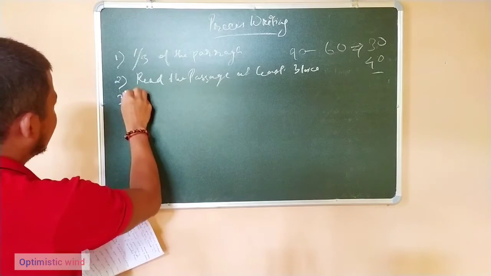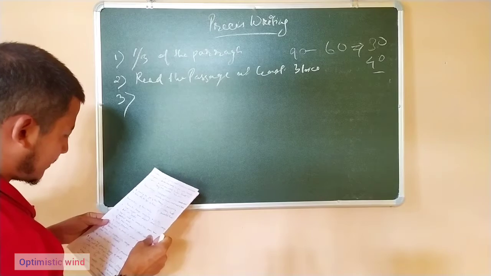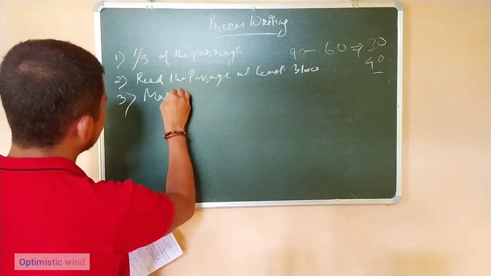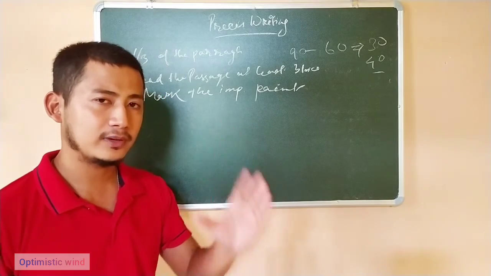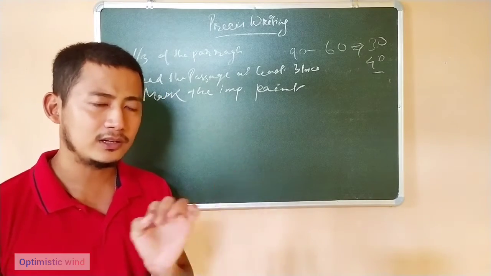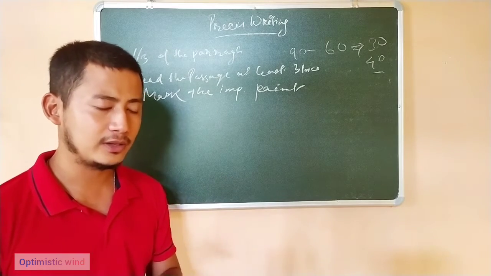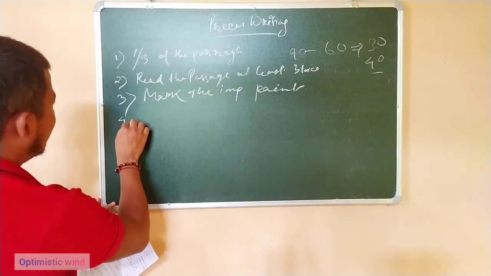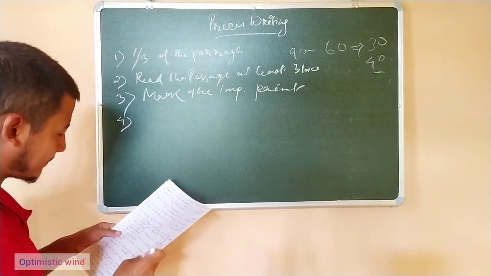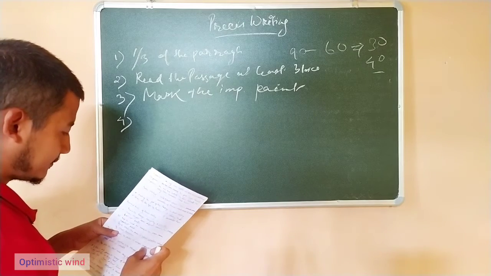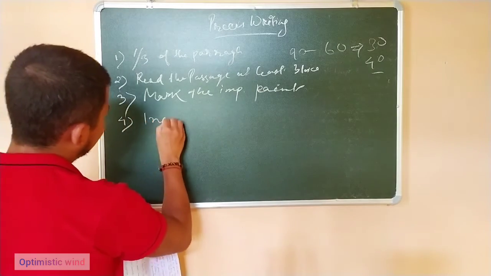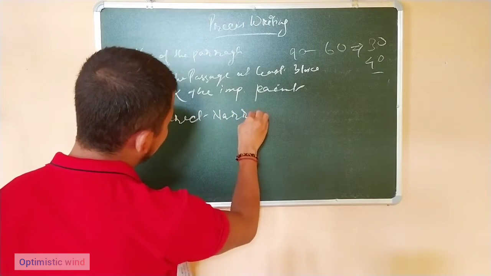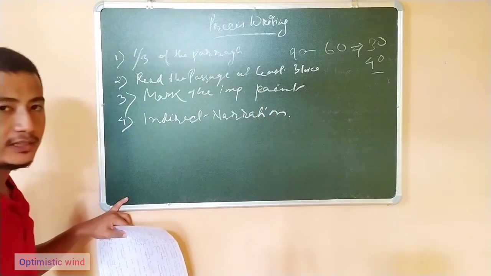So number 3 point is, mark the important points. In the question paper itself, you will be provided with the passage, so mark down all the important points. And the 4th point is that you should use indirect narration. Try to use indirect narration.